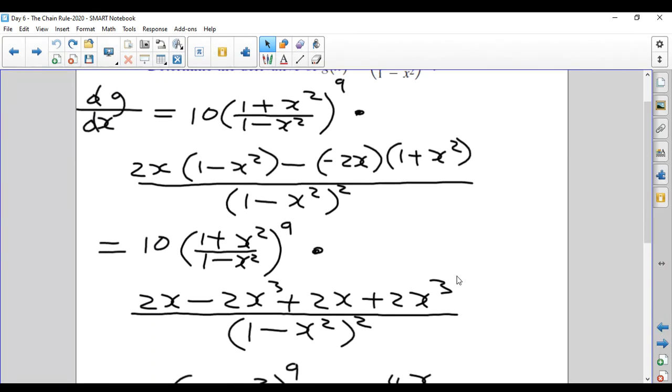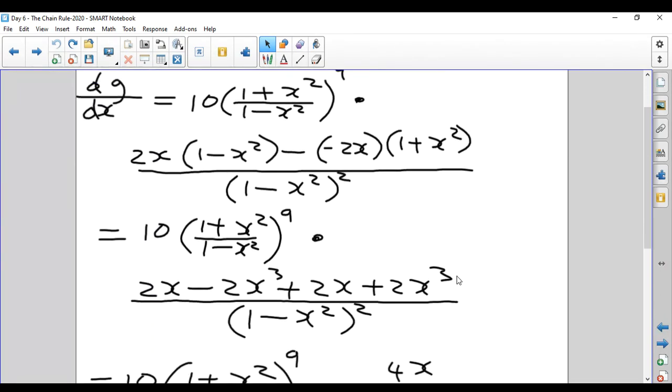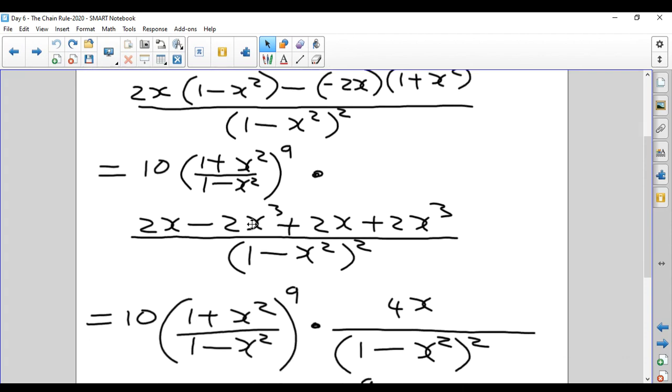All right? So I'm just going to continue by still writing the 10, 1 plus x squared to the power of 9, and that's still there. But then I'm going to expand this. So the 2x times the 1, 2x times the minus x squared. The minus, that's really just plus. So plus 2x plus 2x cubed. Fortunately for us, the minus 2x cubed and the 2x cubed will cancel each other out.